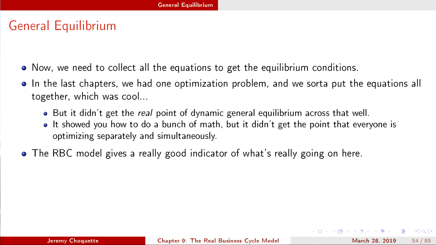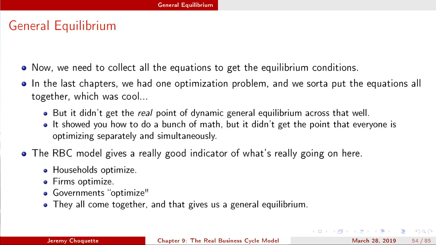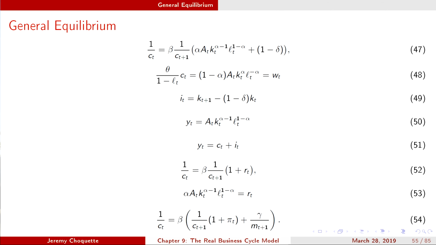How all of these different markets are interacting in equilibrium. Because remember, first what happens is there's optimization. Households will optimize, firms will optimize, governments technically optimize. They don't really in this model, but in more complicated models where the welfare theorems of economics don't hold, and there's a role for government intervention in the economy for business cycle mitigation, in that case, they would optimize. But they all come together, and that's what gives us a general equilibrium.